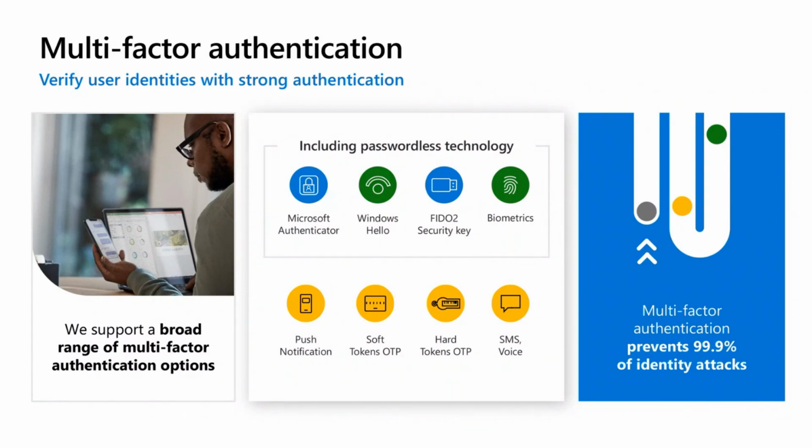So thinking about the big statistic there on the right, 99.9% of identity attacks can be prevented with multi-factor authentication. Now, 99.9%, that's pretty good, but when there are millions and millions of attacks every single day, that 0.1% still stacks up. So there are things that MFA won't stop. So we have to employ that zero trust methodology and provide multiple layers of protection, right? So it's not just MFA. But that's going to prevent the lion's share.